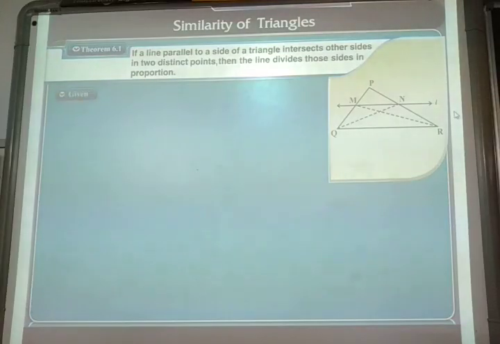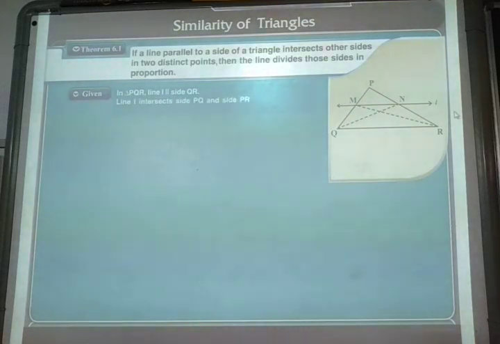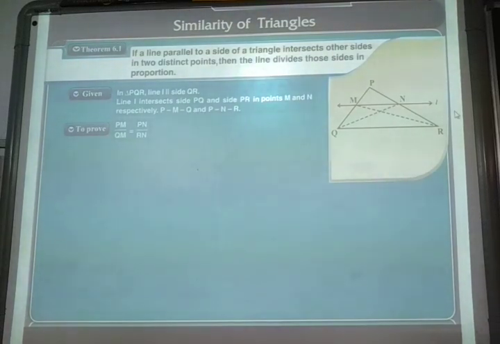So, it is given that in triangle PQR, line L is parallel to side QR. Line L intersects side PQ and side PR in points M and N respectively, such that point M lies between points P and Q, and point N lies between points P and R. We have to prove that PM upon QM is equal to PN upon RN. That is, line L divides side PQ and side PR in proportion.